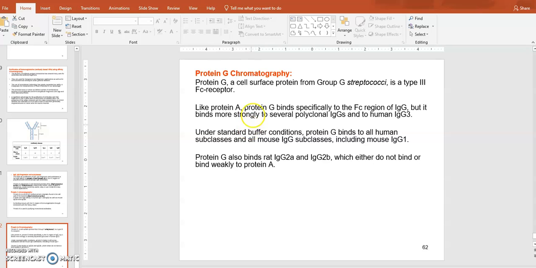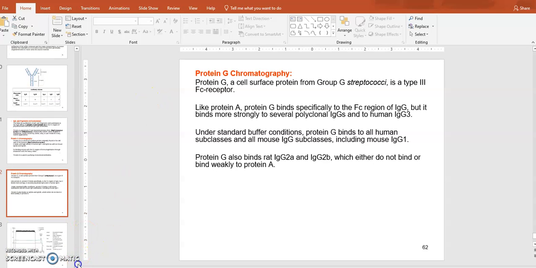Another example is protein G, originally found in the bacterial cell called streptococci. They also bind with the Fc portion of the antibody molecules. So you can use protein G resin instead of protein A if you want to.